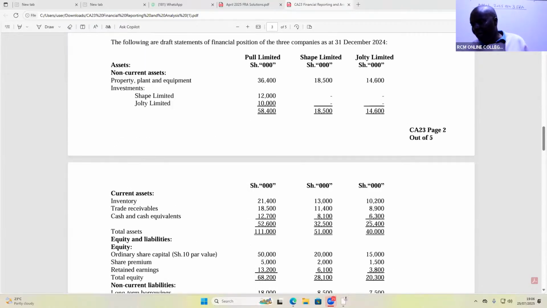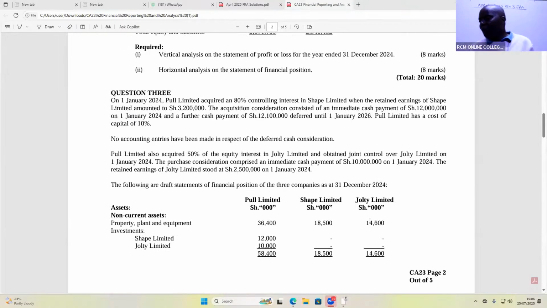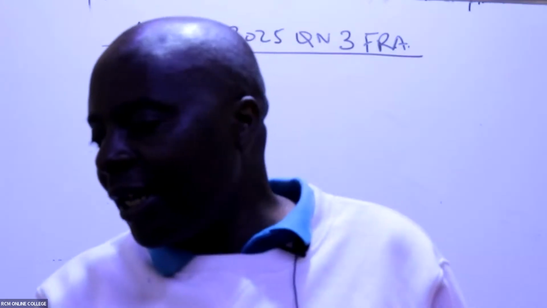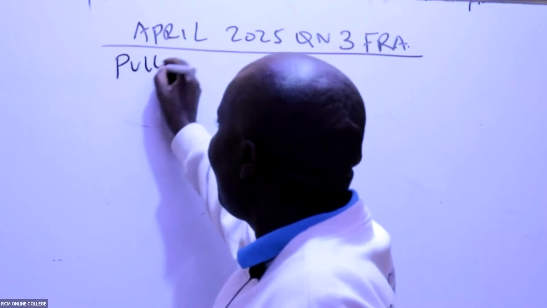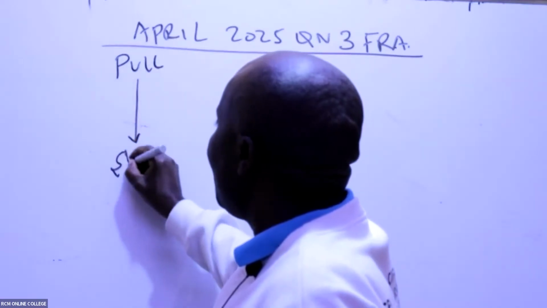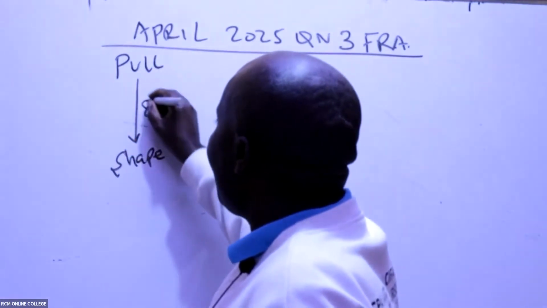Ladies and gentlemen, the question is here. We are told on 1st January 2024, Pool Limited acquired an 80% controlling interest in Yliche Limited, when the retained earnings of Yliche Limited amounted to 3.2. So what are they telling us here, my good students? They are telling us here that Pool acquired Yliche. Pool acquired 80% of Yliche.